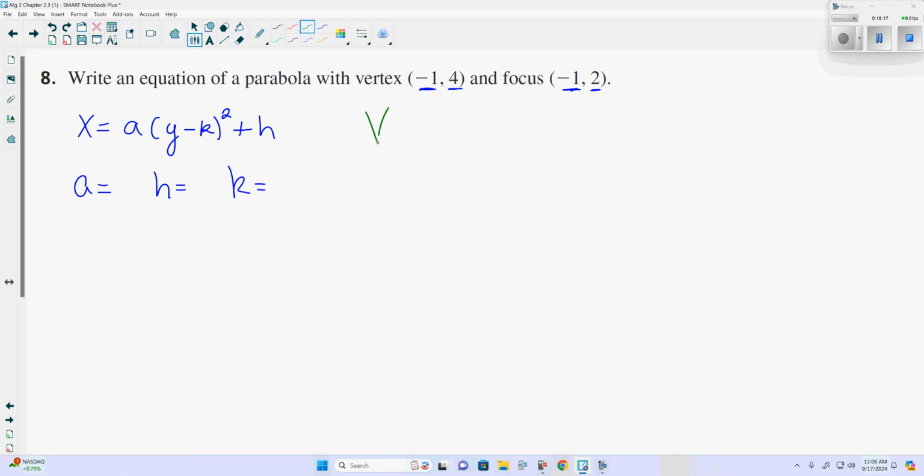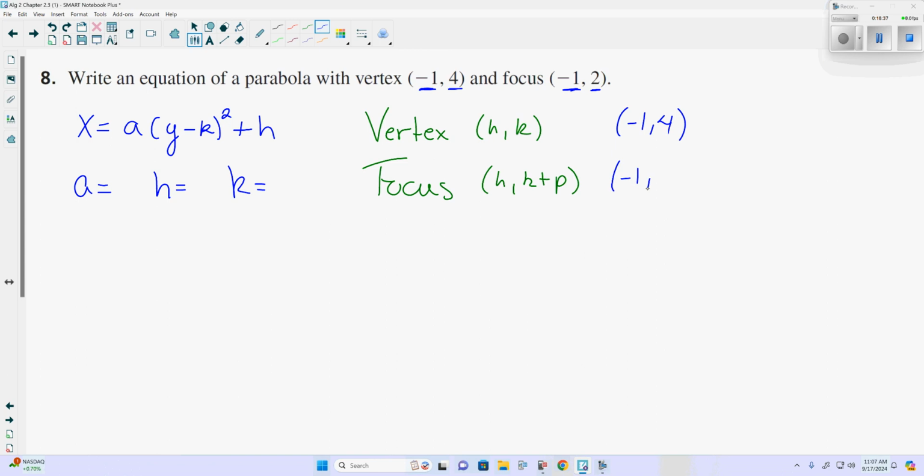Because in the general form, our vertex is the point h comma k. Our focus is the point h comma k plus p. And the reason we knew that we're going to use this is because our vertex, -1, 4, is now -1, 2. And again, the vertex is always going to be the point h comma k. So from the vertex, h is -1, k is 4.